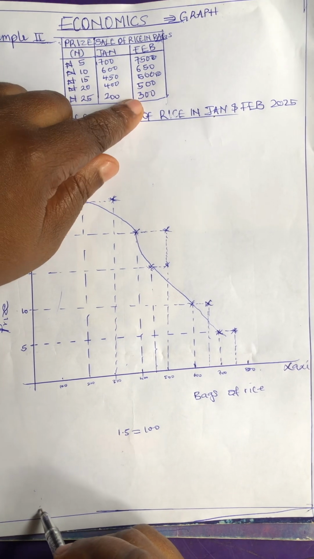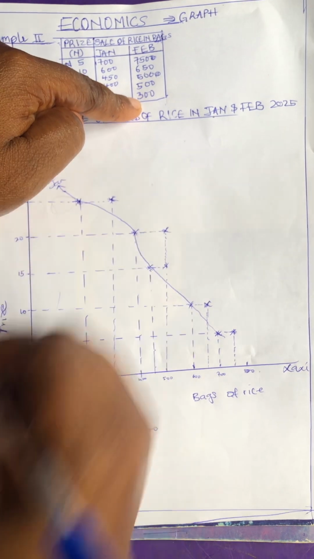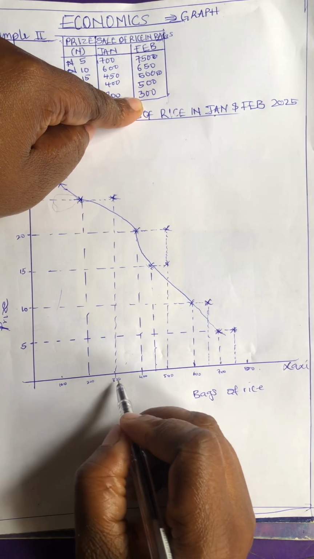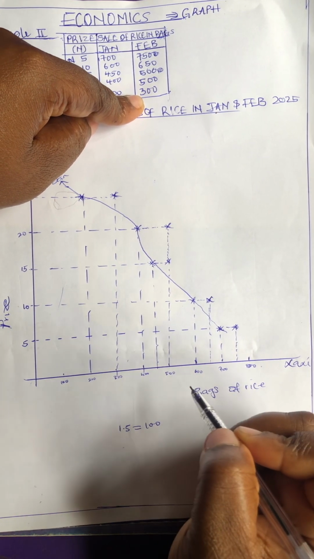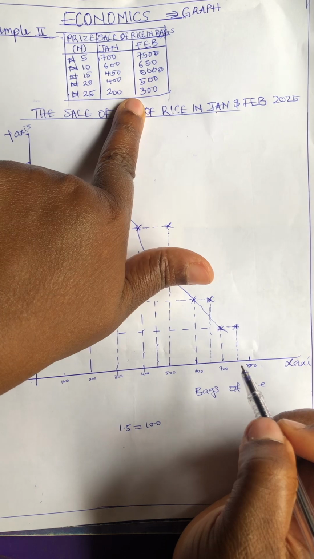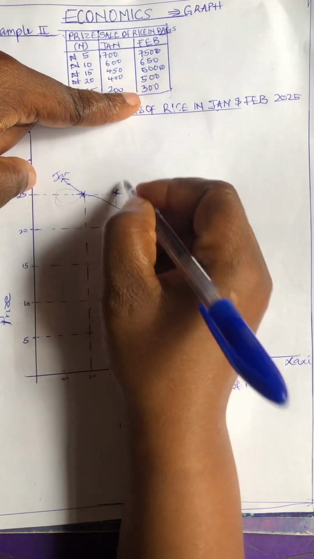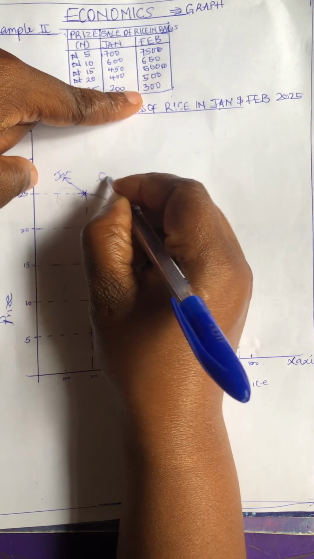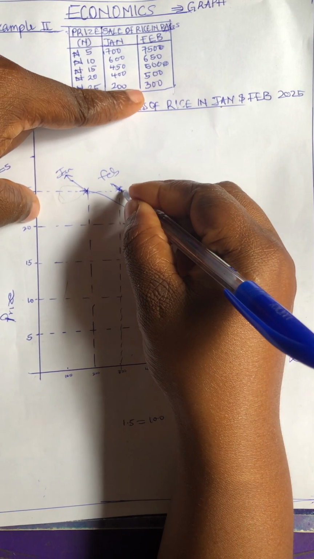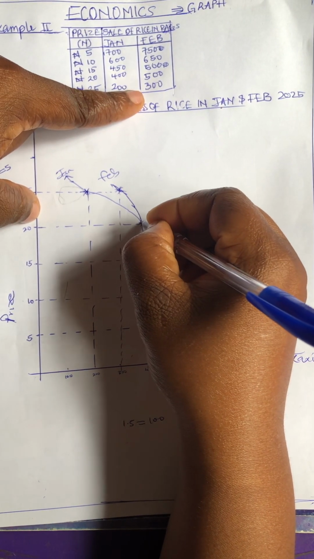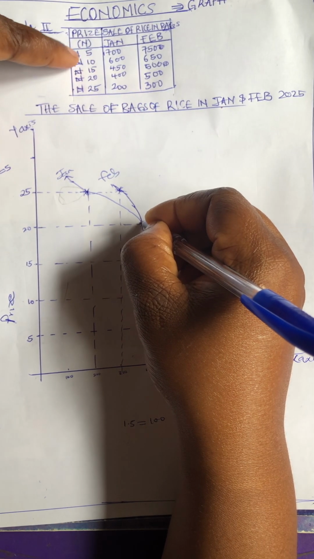Now for February, this is for February we have 300, 500. Where's our 300? 300 at price 25 naira. Where's the 300? Yes, this is it. This is February. 300, 500 at 20 naira. You see it? Then 500 again at 15 naira.